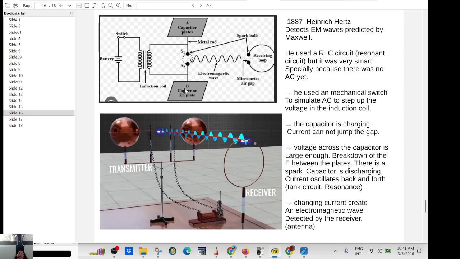You see, he used the capacitor. So what's happening here? They didn't have AC at the time, so he used a mechanical switch. So on, off, open, close, open, close, open, close. So he created an alternating current here, right? And here it's a step up transformer. So he was able to boost the voltage up.